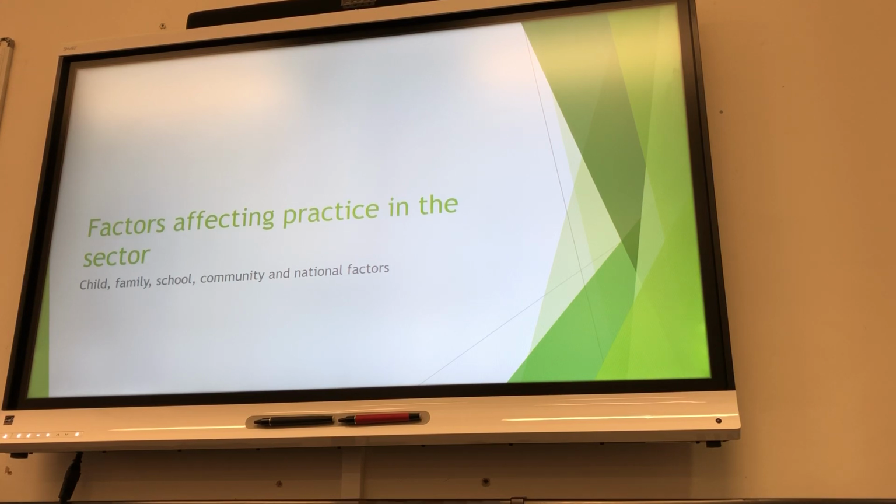Right. Factors affecting practice in the sector. We are interested in child factors. What do we call the child? Family. Family factors, school factors, community, and national factors. That's what we're going to focus on next. Okay, move on to the next slide.